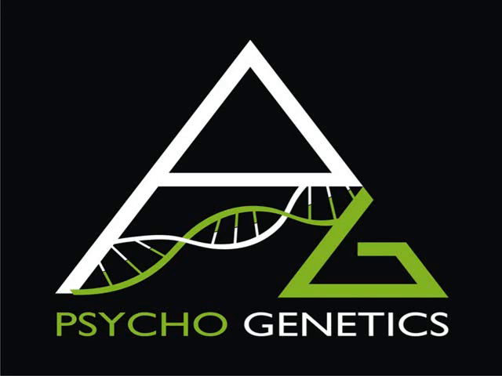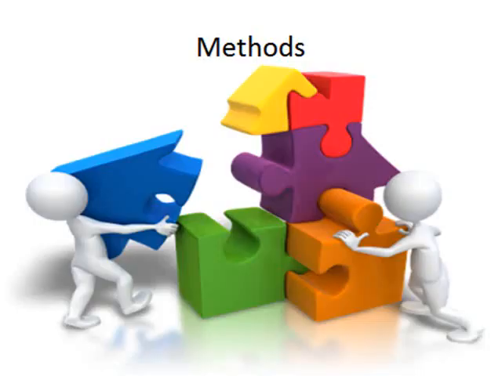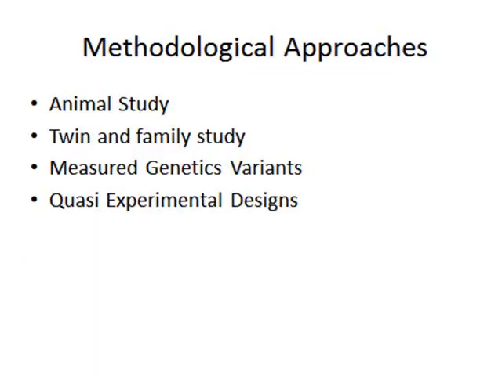Psychogenetics. Methods of behavior genetics. Methodological approaches: animal study, twin and family study, measured genetic variants, quasi-experimental design.